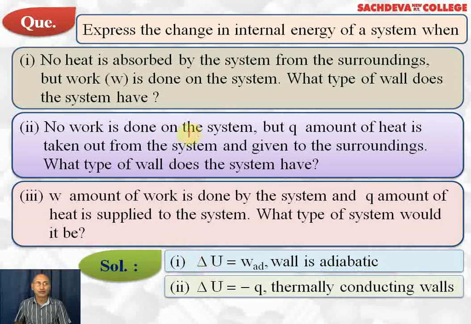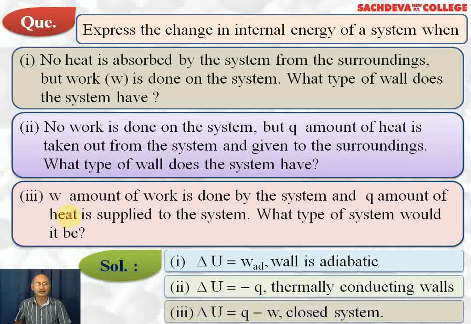Second part, no work is done on the system means W is 0. But Q amount of heat is taken out from the system means minus Q and given to the surrounding. So what type of wall does the system have? Delta U is equal to minus Q, and it has thermal conducting walls because heat can be exchanged with the surroundings.